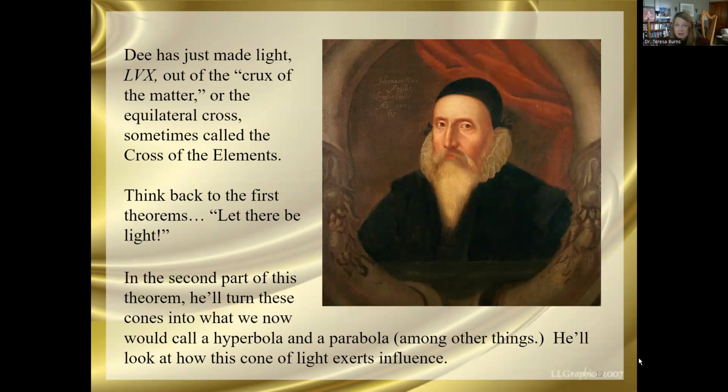Okay, so he's just made light out of the crux of the matter, of the equilateral cross, sometimes called the cross of the elements. And again, think of those first few theorems and let there be light. Now, in the second part of this theorem, which I'm going to release today also, he's going to turn these into luminous cones, and then from that get what we would now call a hyperbola and a parabola, among other things. And he will look at how that cone of light exerts influence.